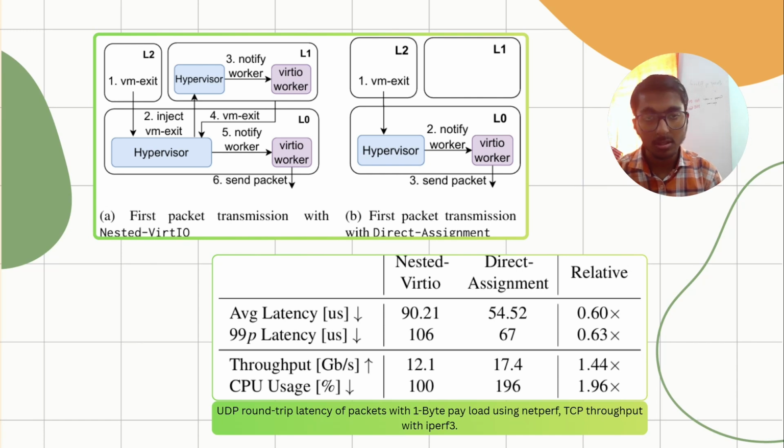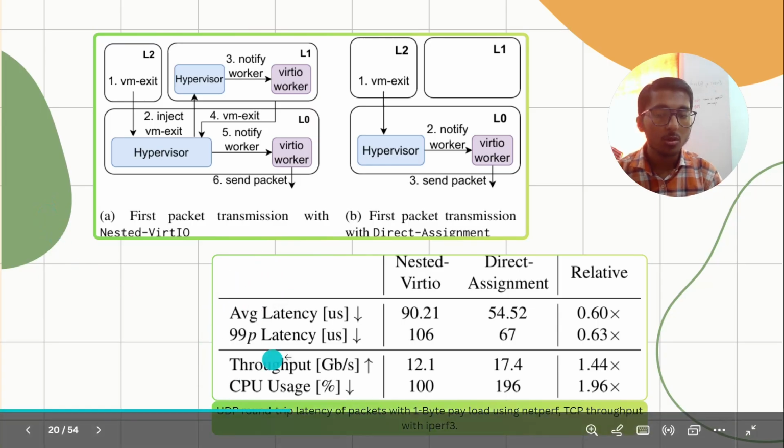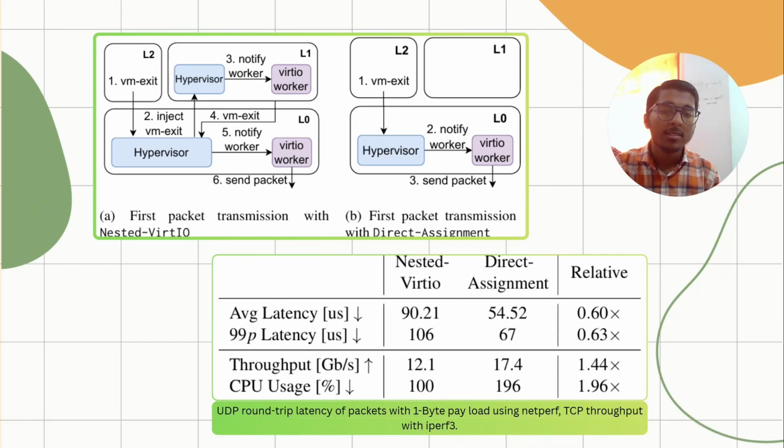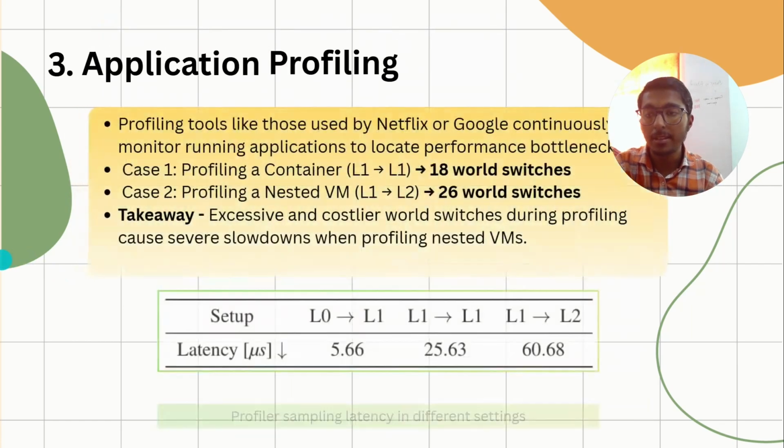Next, let's talk about direct assignment, which is much shorter. In direct assignment, L2 executes the MMIO write to notify NIC02, which triggers a VM exit to L0. Then the L0 VirtIO workers send the packet via the physical NIC. Now these are the results. Comparing nested VirtIO and direct assignment, we can see that direct assignment performs better as compared to nested VirtIO. Next, let's talk about profiling.